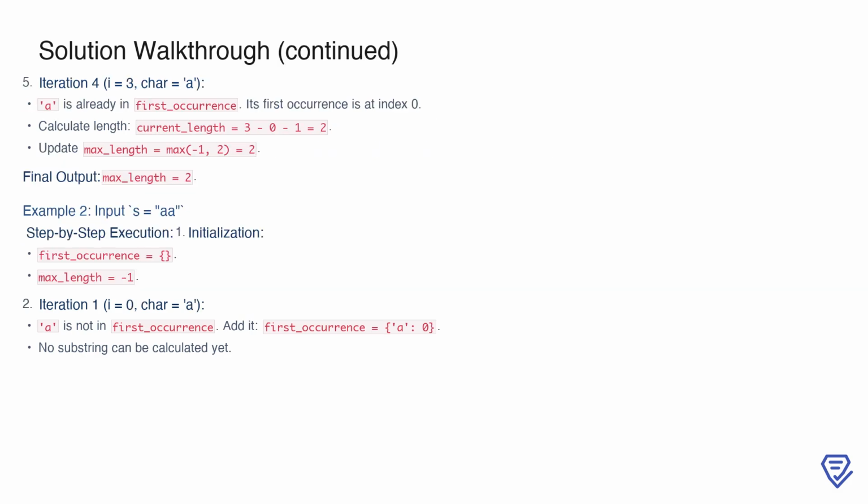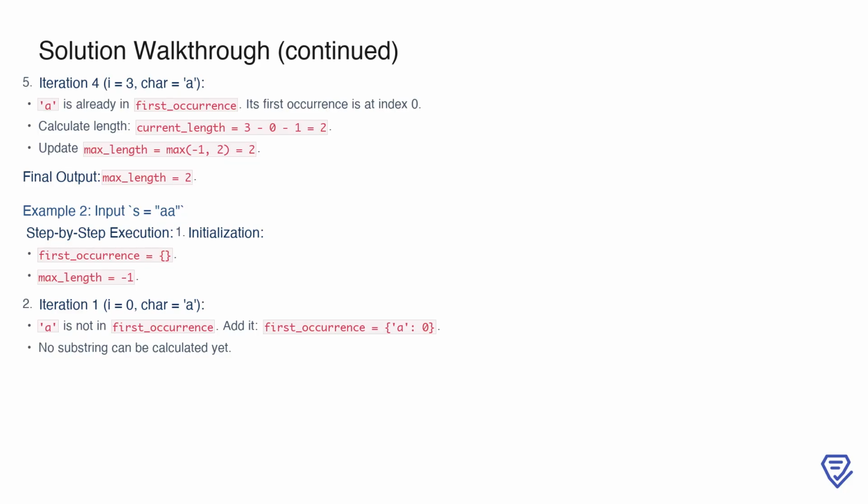When we reach index 3, we encounter the character a again. This time, a is already in first_occurrence, and its first occurrence is at index 0. This allows us to calculate the length of the substring between these two occurrences using the formula current_length equals I - first_occurrence[char] - 1. Plugging in the values, we get current_length equals 3 - 0 - 1 equals 2.